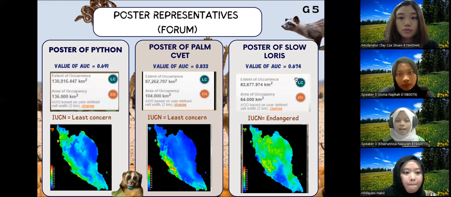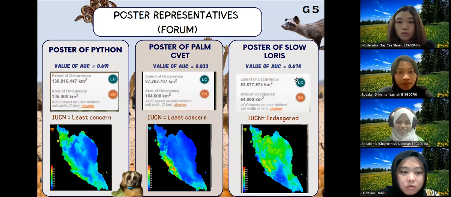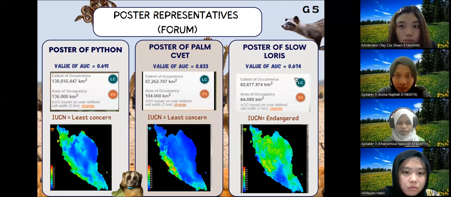Pardon me, I also have another question about the second map of the python distribution map. Why are the values of the AOO and the EOO in that poster of python the highest compared to the others?